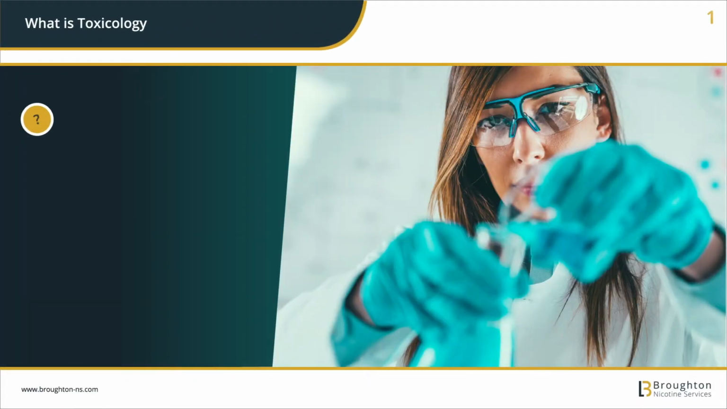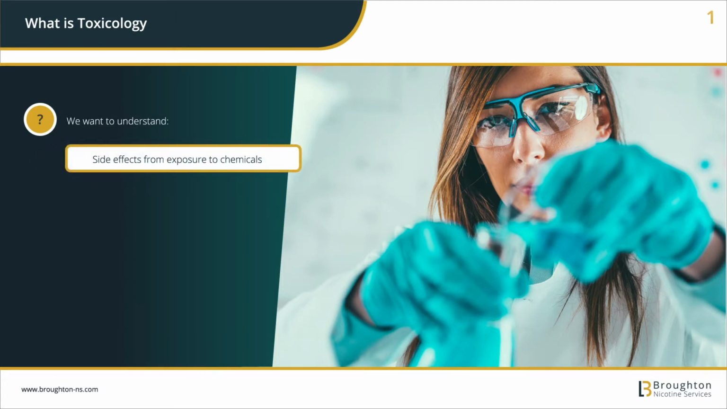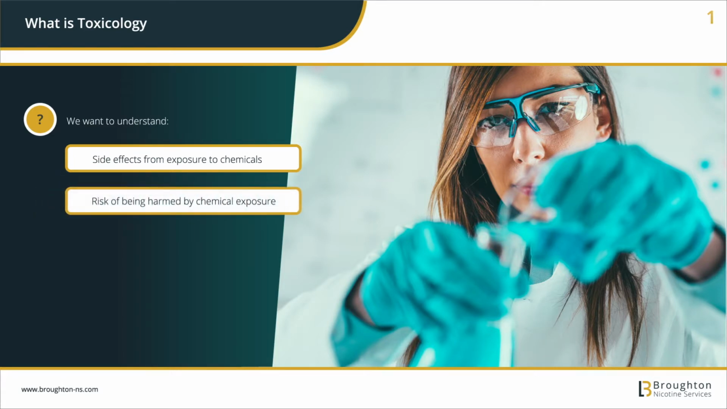What is toxicology? Toxicologists are interested in understanding the unwanted side effects that exposure to chemicals can have in humans and the environment. We conduct risk assessments to determine whether the inherent hazard of a chemical and the intended exposure to that chemical will cause harm to an organism.